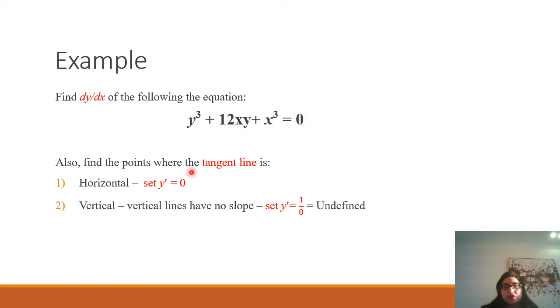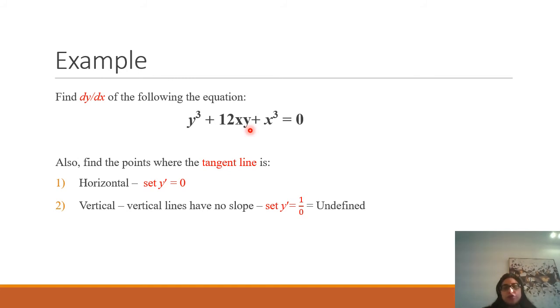After he asked for the differentiation, he also said to find the points where the tangent is horizontal or the tangent is vertical. So here, points mean find x, y. Okay, let's do the first step. Find the differentiation. It's going to be what? Let's try to do it right now. Y cubed gives 3y squared y dash, plus, what about this one? 12xy. Remember, you always need to go to the first rules.